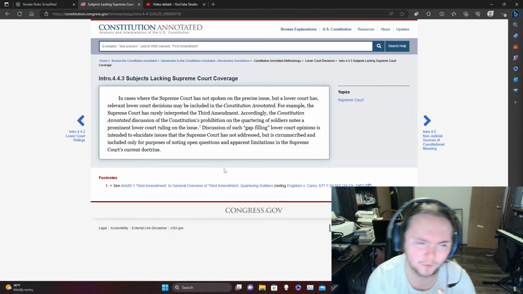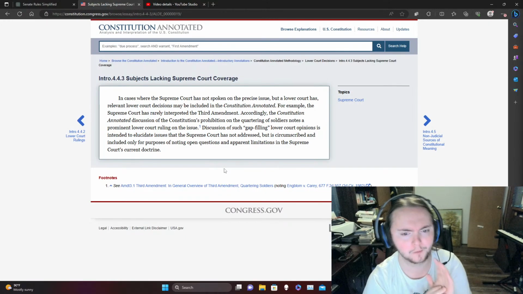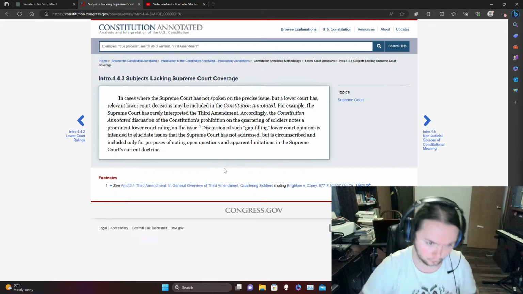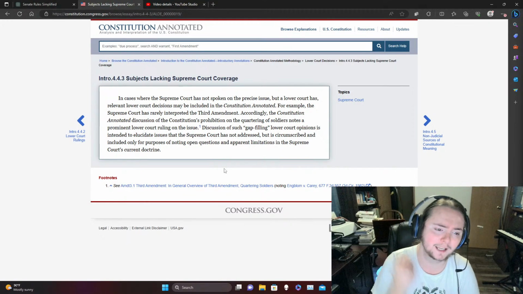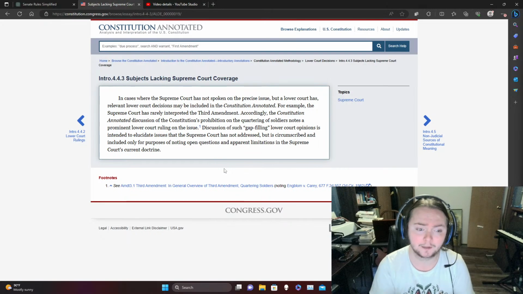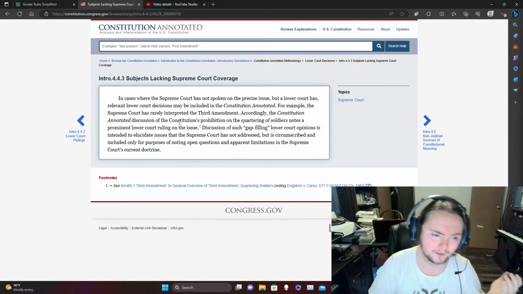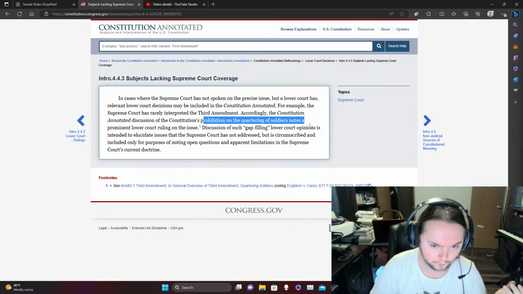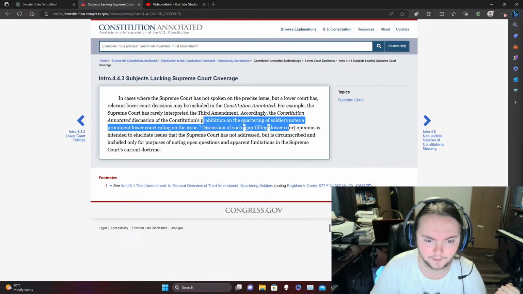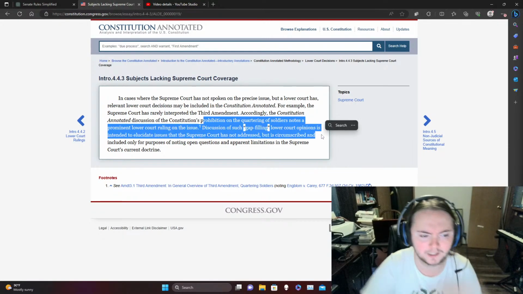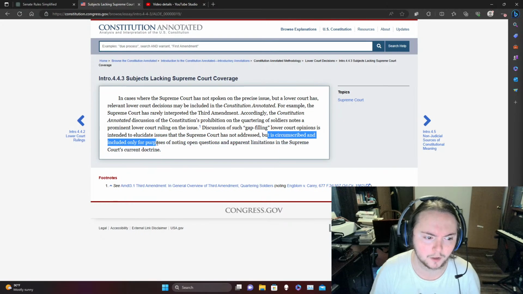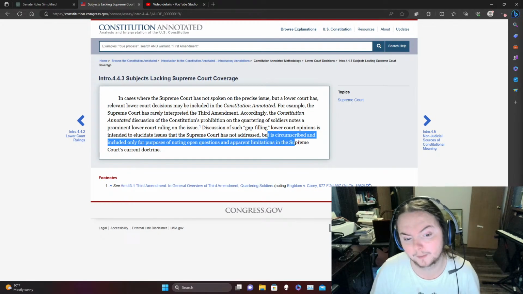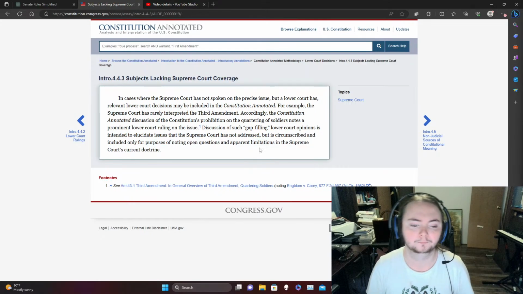Subjects lacking Supreme Court coverage. In cases where the Supreme Court has not spoken on the precise issue, but a lower court has, relevant lower court decisions may be included in the Constitution Annotated. For example, the Supreme Court has rarely interpreted the Third Amendment. Accordingly, the Constitution Annotated discussion on the Constitution's prohibition on quartering soldiers notes a prominent lower court ruling on the issue. Discussion of such gap-filling lower court opinions is intended to elucidate issues that the Supreme Court has not addressed, but is circumscribed and included only for the purposes of noting open questions and apparent limitations in the Supreme Court's current doctrine. Neato!